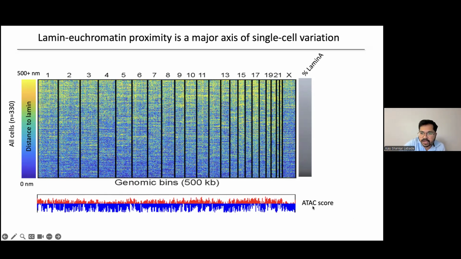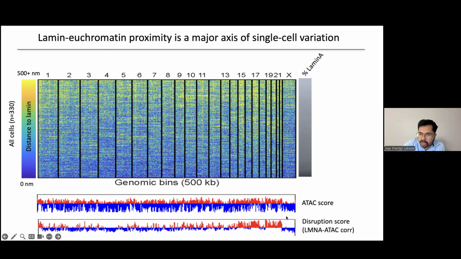Then we did an ATAC score analysis where each fragment was scored with its ATAC score, which is compared with the normal from where we took the ATAC score. And then we compared that ATAC score with the lamin contact frequency, and we call it a disruption score. So when a chromatin fragment that is not supposed to touch the lamin is touching the lamin, it has less lamin ATAC correlation score. Okay, that means that chromatin is more disrupted. It was not supposed to be with the lamin.